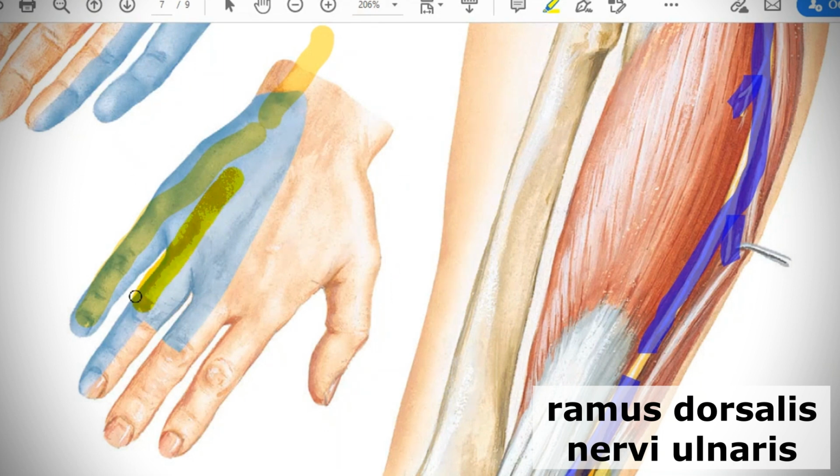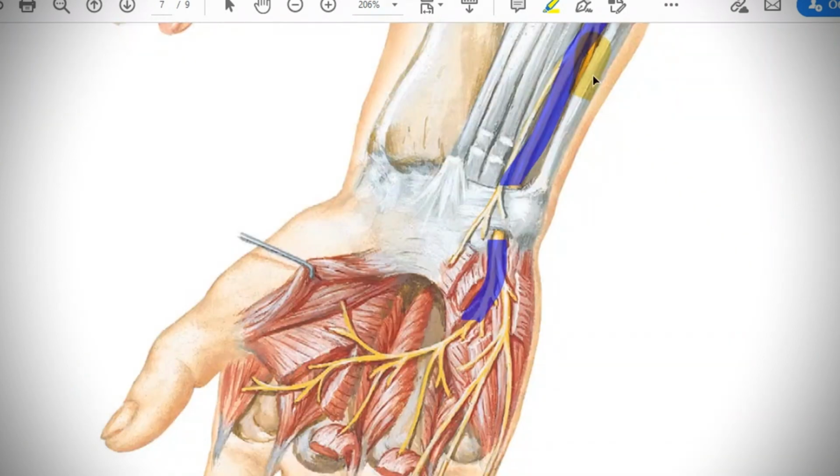It innervates the medial aspect of the whole fourth finger and the lateral aspect of only the proximal phalanx of the fourth finger, and innervates the medial aspect of the proximal phalanx of the third finger, and half of the dorsal surface of your hand. It's ramus dorsalis.